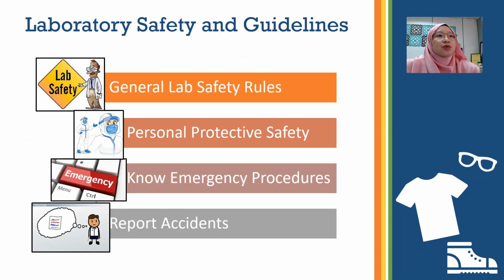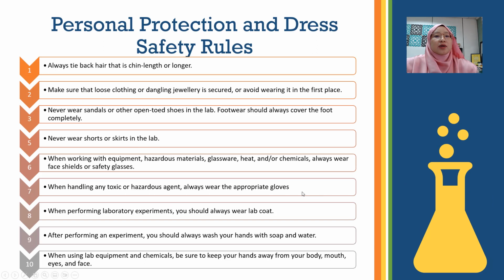Next we go to personal protective equipment. For personal protection and dress, first, if you do not wear a hijab, always make sure that you tie back your hair, at chin length here, or a little bit longer. Make sure that loose clothing or dangling jewelry is secured, or avoid wearing it in the first place. You don't have to wear your jewelry during the lab, you can just keep it, and later on after you finish the lab, you can wear it again.